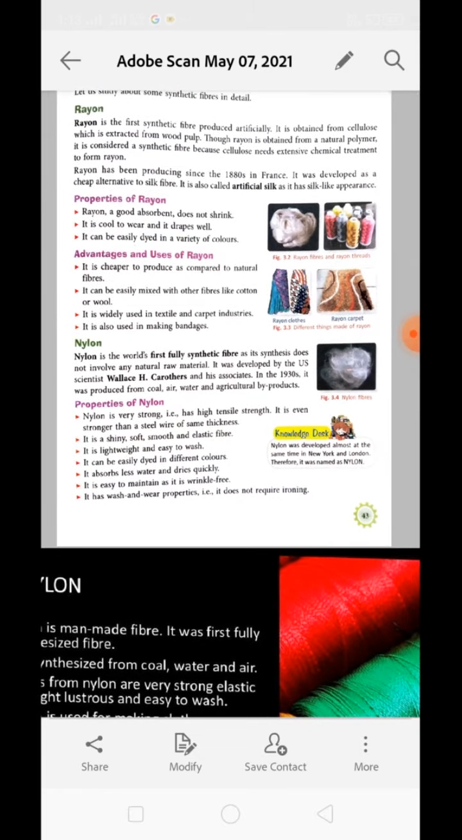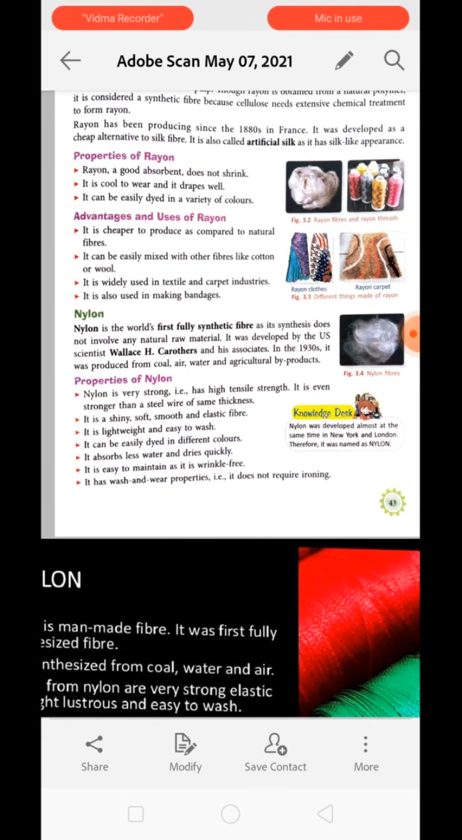Nylon, what are the properties of nylon? Nylon is very strong, means its tensile strength is very high, and it is even stronger than steel wire of the same thickness as the nylon. It is also lightweight, easy to carry. It is a shiny, soft, smooth and elastic fiber.